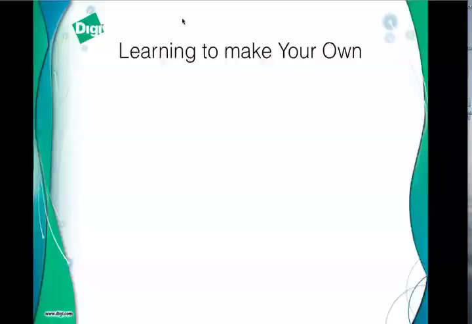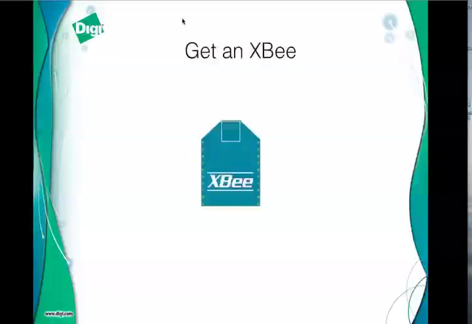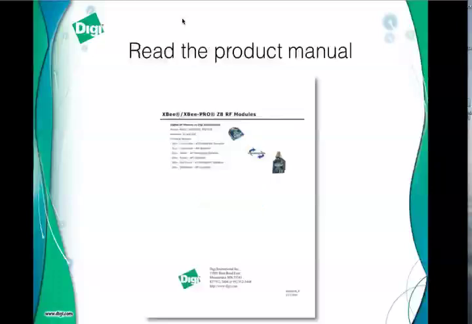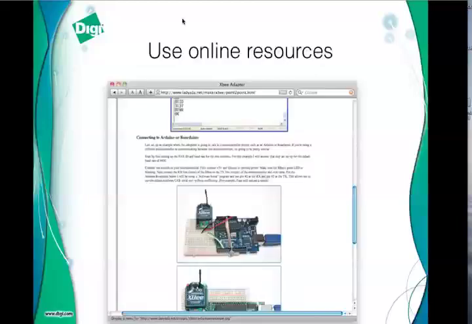So these are all terrific projects. I think it's really fantastic, the kind of things that people are doing with device networking. But the most fantastic part is these are all things that you can do yourself. You can simply get an XBee radio, read the product manual for it. These product manuals are very complete. And there's also tons of online resources that can help you connect an XBee to something like an open source microcontroller, the Arduino.